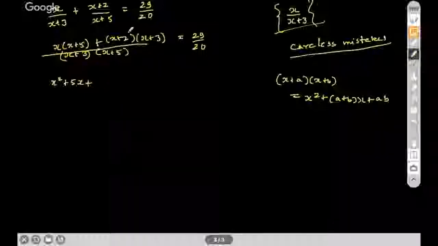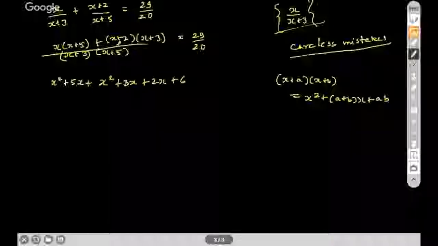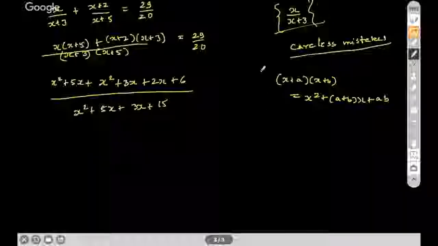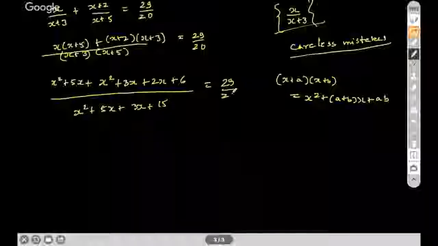If you don't remember, then you multiply step by step. So here it is x square plus 3x plus 2x plus 6. It is always a good practice to count the number of terms so that you don't miss any particular term. The product of two factors with two terms each will give you four terms. So I have got four terms, and in the denominator again I should get four terms: x square plus 5x plus 3x plus 15. So four terms, and then here it is 29 upon 20.